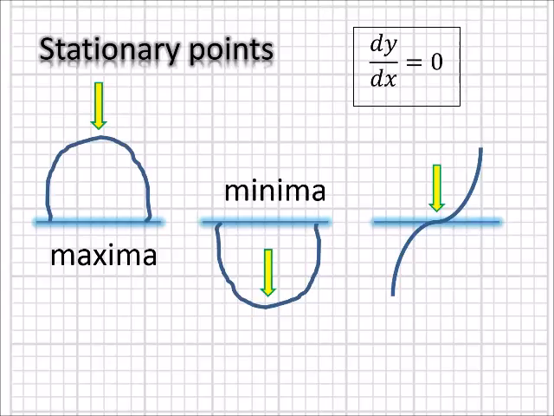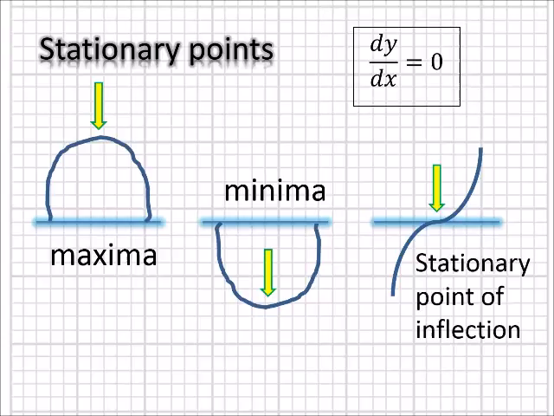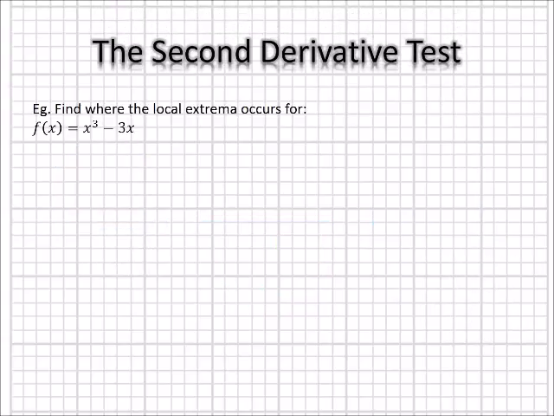Where the derivative is 0 but neither a local maxima nor a local minima, it is called a stationary point of inflection. There are two methods that can be used when determining whether stationary points are a maximum, minimum, or point of inflection. The first method is the second derivative test. I'm going to use an example to demonstrate this concept to make things a little simpler.